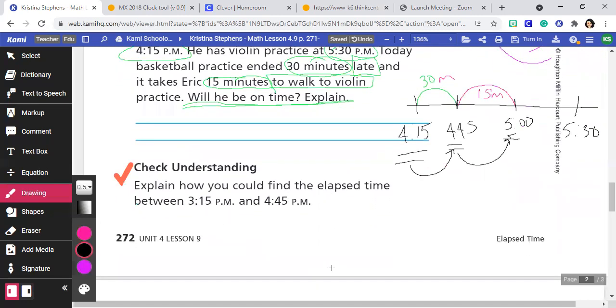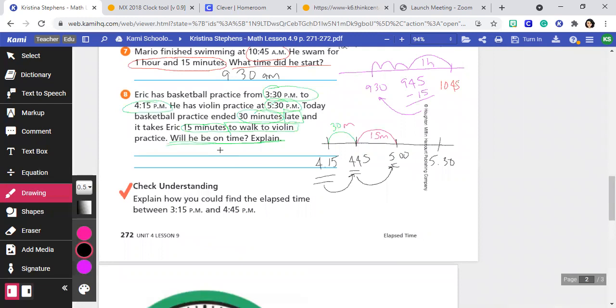Your check for understanding should not be neglected. Make sure that you complete this for your teacher. Explain how you could find the elapsed time between 3:15 p.m. and 4:45 p.m. Today I've shown you a lot of strategies. I want you to tell me about what strategies you learned.